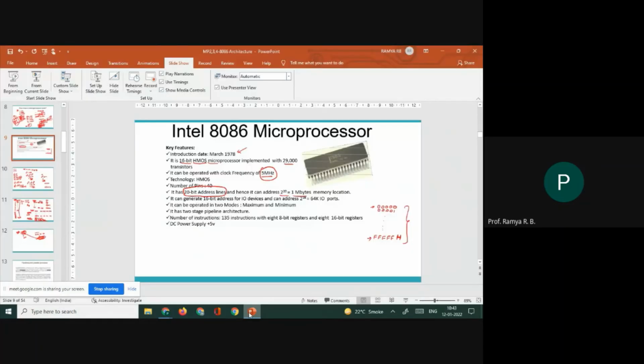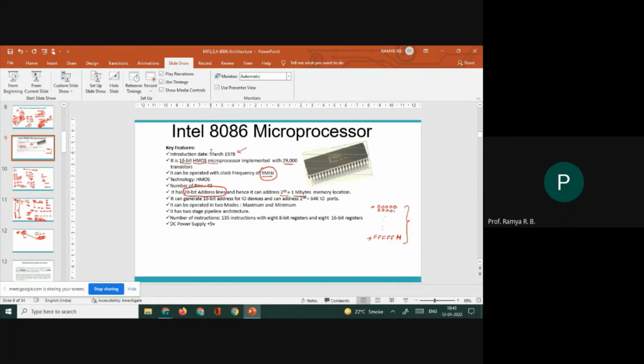So we have discussed a few features till now. One is 8086 was introduced in 1978. It uses high density metal oxide semiconductor technology. Number of pins is 40. 8086 is a 16-bit microprocessor. That means the size of the data bus is 16-bit and the size of the address bus is 20-bit. Okay. Size of data bus is 16-bit means it can access 16 bits in one clock cycle. If you say for 8085, the size of the data bus is 8-bit. That means it can access 8-bit data in one clock cycle.